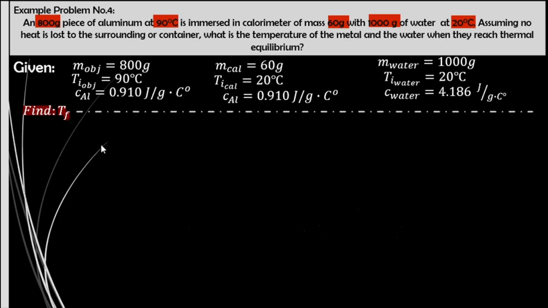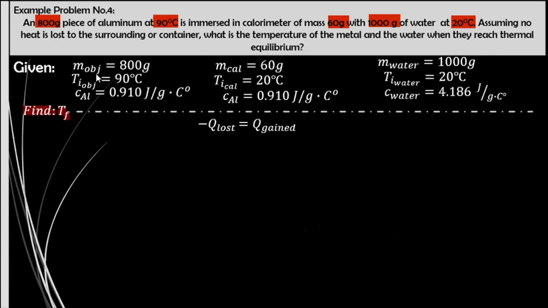So our starting equation is negative Q lost equals Q gained. This is the starting equation because we have here 3 substances with different temperatures. So therefore, there will be a substance that will lose heat, and there will be substances that will gain heat. So let's identify which of these 3 will lose heat.